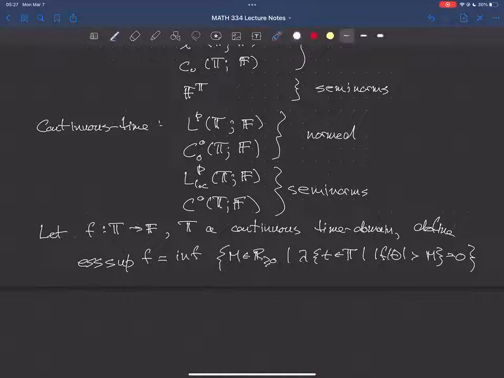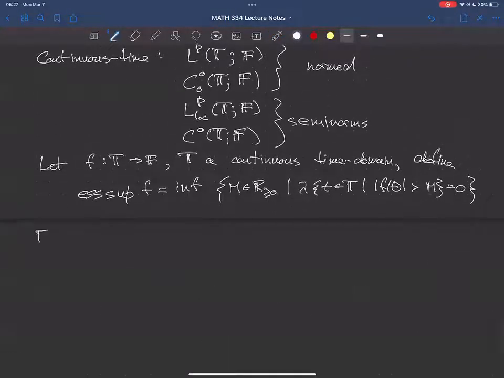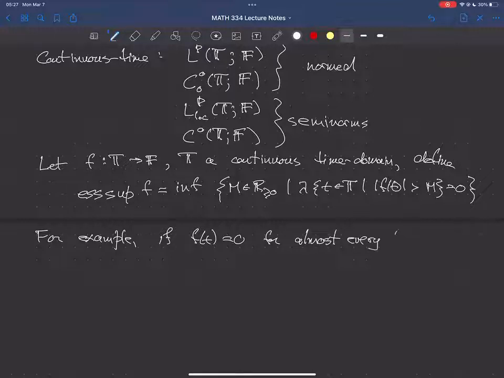So for example, if f of t is equal to 0 for almost every t, then the essential sup of f is equal to 0, because the absolute value of f will not exceed any positive number on a set of positive measure.